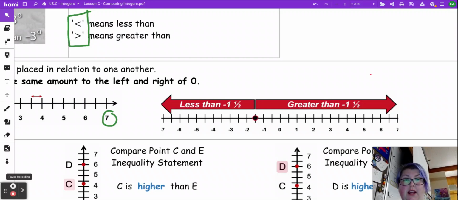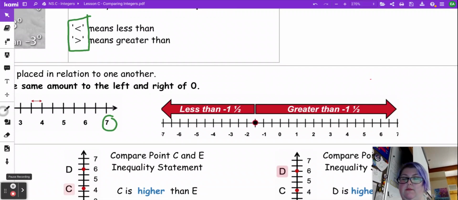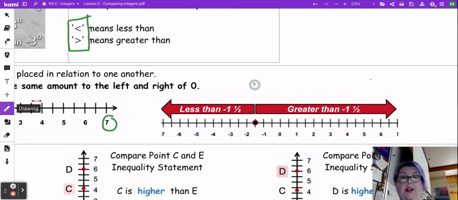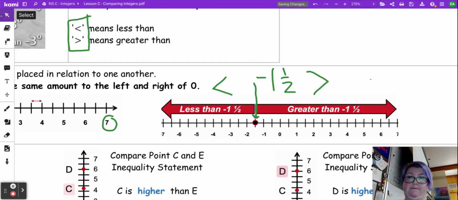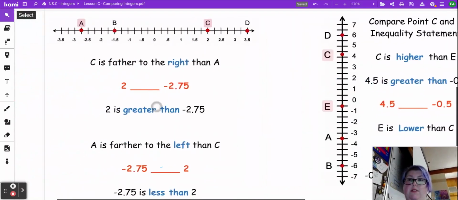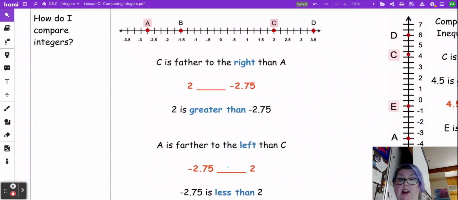So if we have -1 and 1/2, everything to the left is less than, everything to the right is greater than. So everything to the left would be less than, everything to the right would be greater than. All right, so now let's look at comparing integers.